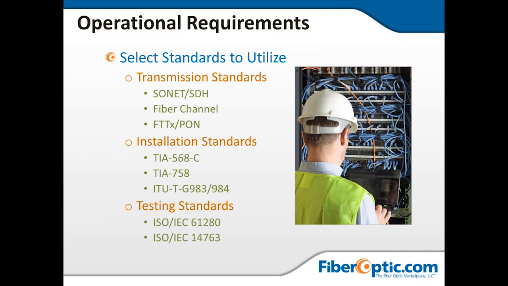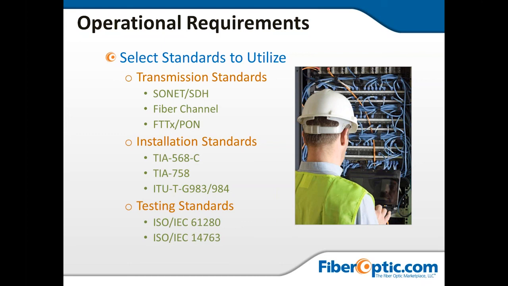What kind of installation standards are you going to look at? Are you going with EIA/TIA standards for the US, looking at 568C and 758? The 568C is your fiber optic component standards. The 758 is your outside plant and your building standards. Then the ITU has a variety of standards, G.983, G.984. All of these are about installation of the fiber itself.